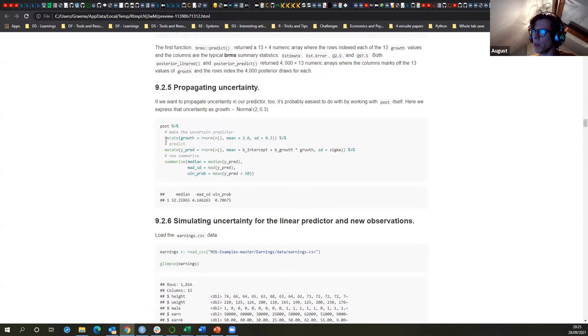So what they're doing here is we're taking the coefficients, which is that we are assuming there's a mean of 2 in the growth and an SD of 0.3. So we're creating new values here. Sorry, a new column called growth in the posterior.